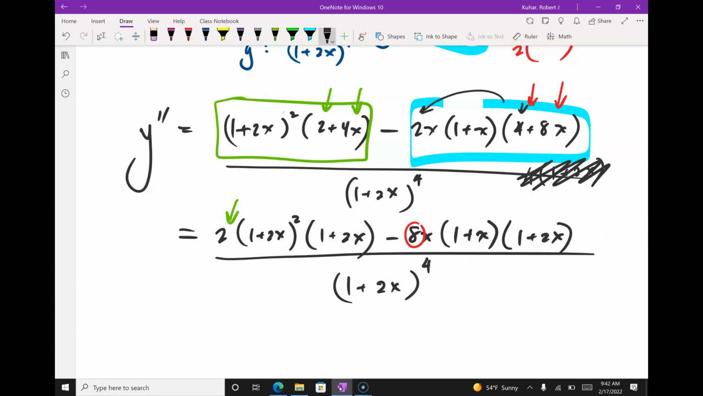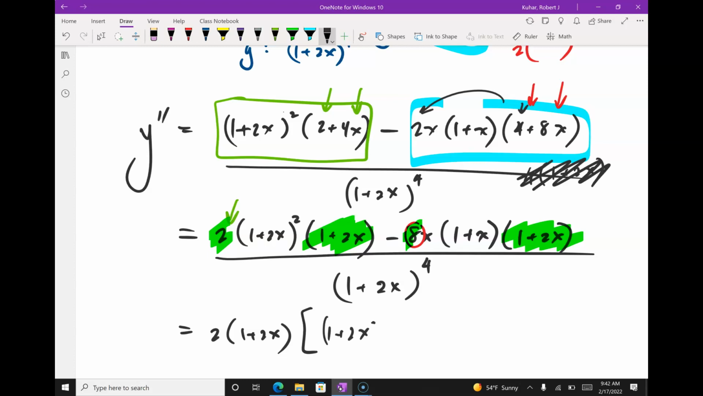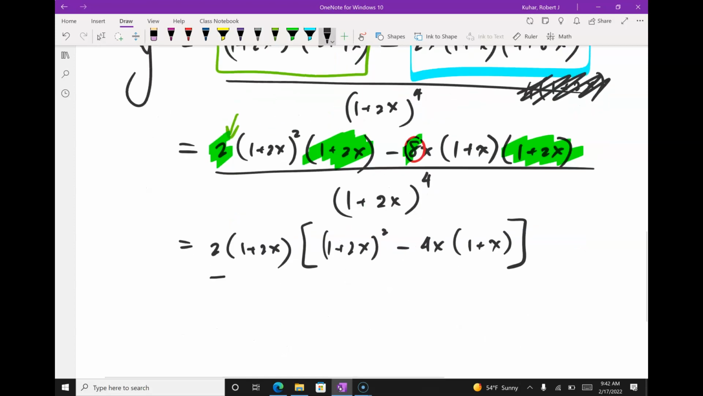All right, now what can I take out? Do you notice anything similar? There's a 2 times a 1 plus 2x that could come out. It's in both of them, right? You see it? There's a 2 and a 1 plus 2x. So what's left over upstairs? I've got a 1 plus 2x quantity squared minus 4x times a 1 plus x, all over 1 plus 2x quantity to the 4th. Everybody with me?